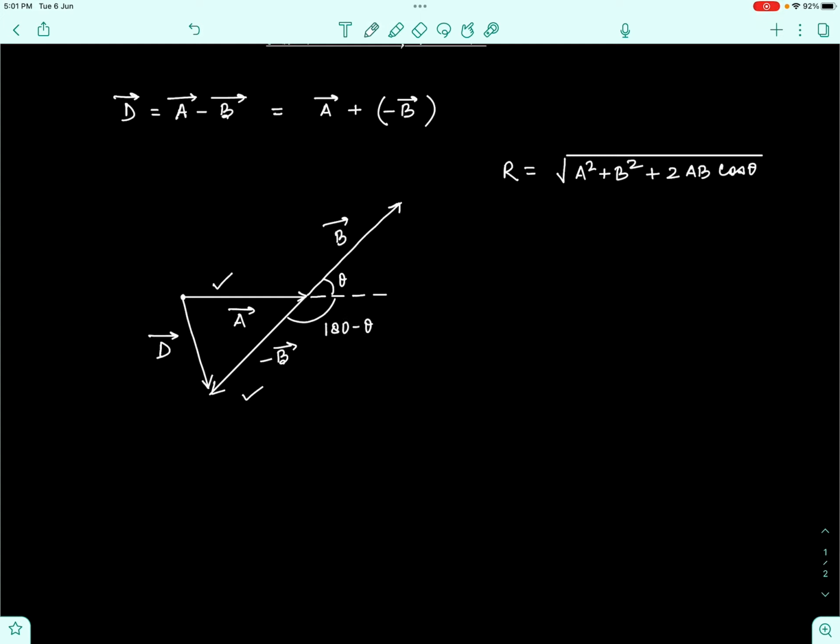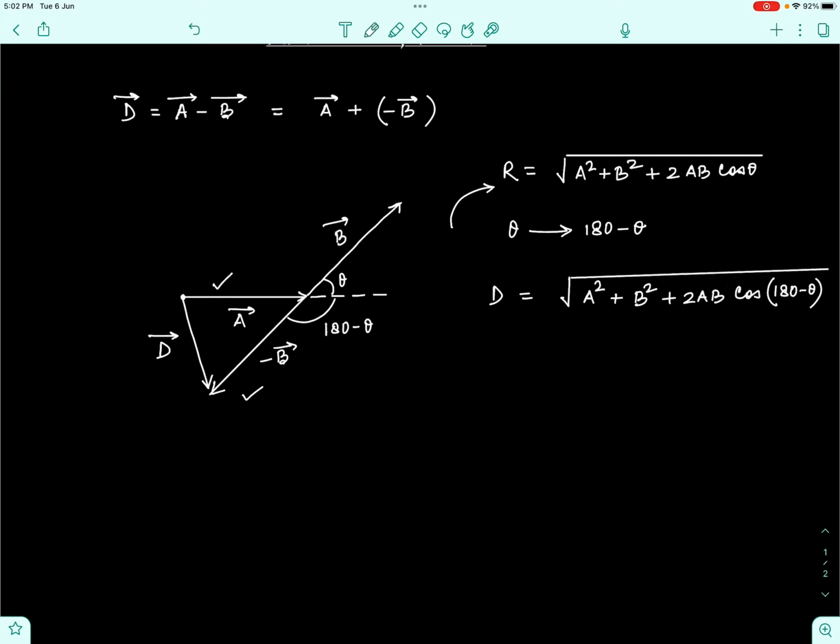So all we need to do in order to get the magnitude of vector D is that in the expression for the magnitude of the resultant, we just replace theta with 180 minus theta. Everything else will remain the same, because understand that the magnitude of vector B and magnitude of vector minus B is the same. So there will be no change in the magnitude of the second vector. So the magnitude of vector D you can easily write as a squared plus b squared, which will still be the same because magnitudes are the same for vector B and vector minus B, plus twice of ab into cos of theta, which will now be replaced by 180 minus theta.